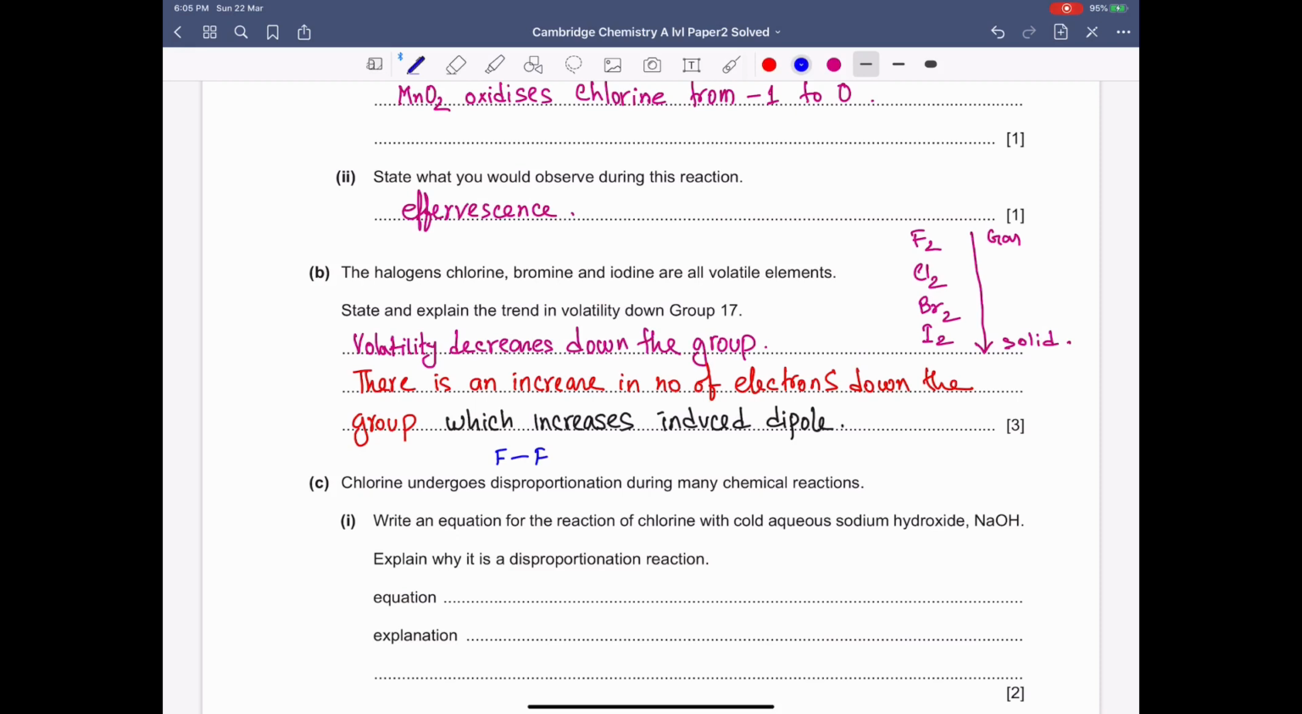Two fluorine molecules bonding together will have minimum amount of electrons between them, thereby the electrons have the least amount of chance to actually shift. So partial positive, partial negative in the side where there is more number of electrons. But when it comes to iodine, the electron cloud is pretty big. So we'll have here partial negative, here partial positive, and thereby iodine will have more induced dipole between another iodine molecule compared to fluorine.